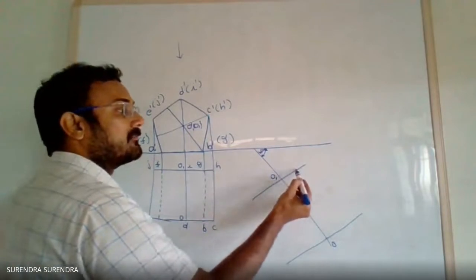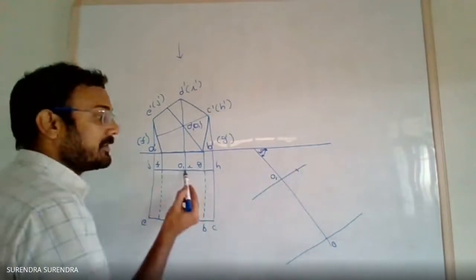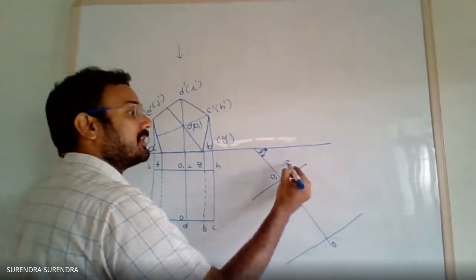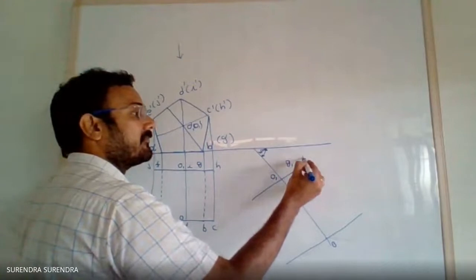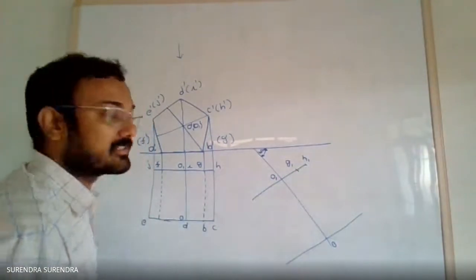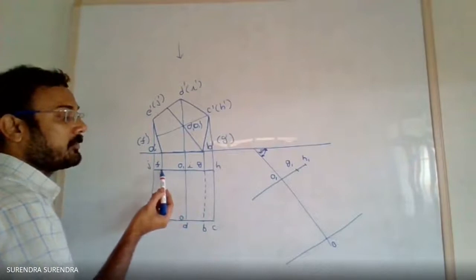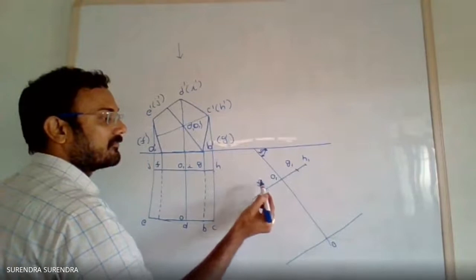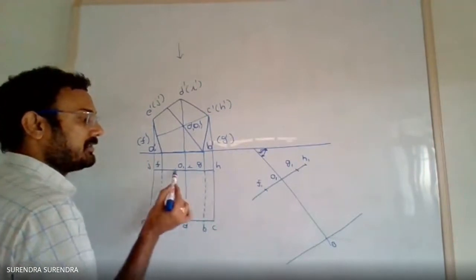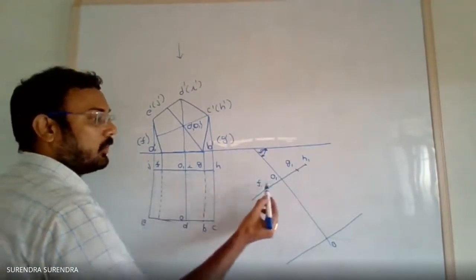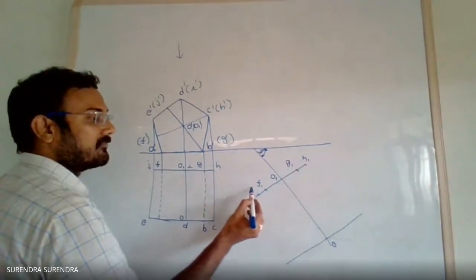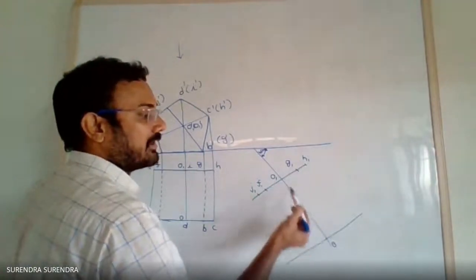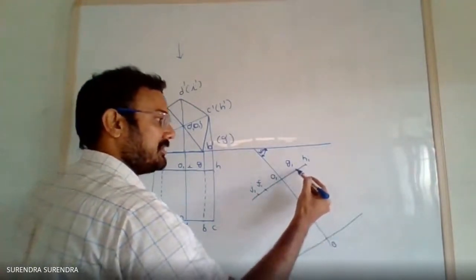O as center, draw an arc. Measure the distance from O to H. O as center, draw an arc. So these are G1 and H1 points. Similarly, measure the distance from O to F. O as center, draw an arc. F1. Measure the distance from O to J. O as center, draw an arc. J1. Now, draw the parallel line to this axis, passing through G.